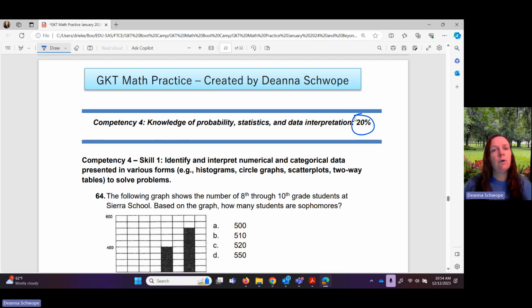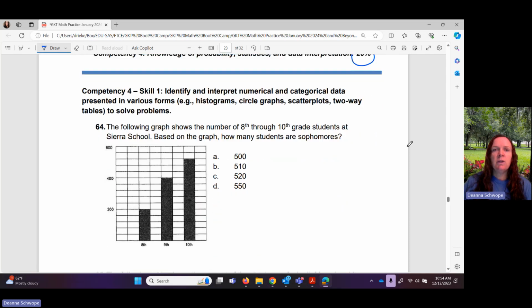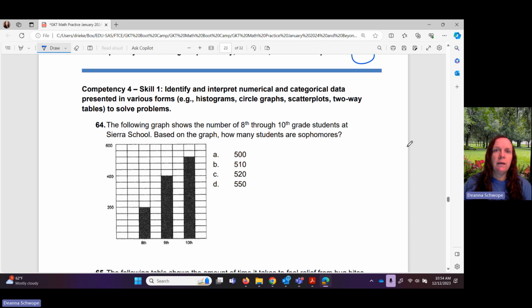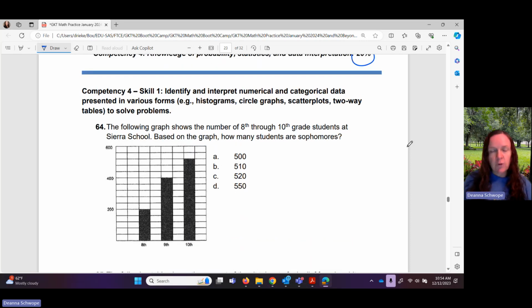So this Competency 4, knowledge of probability, statistics, and data interpretation. So we're going to be looking at a lot of graphs, charts, things like that, getting into mean, median, mode, range, things like that. So Competency 4 Skill 1, identify and interpret numerical and categorical data presented in various forms. For instance, histograms, circle graphs, scatter plots, two-way tables to solve problems.